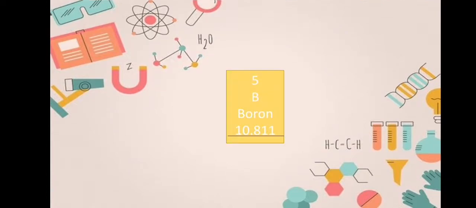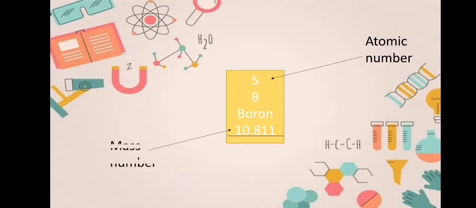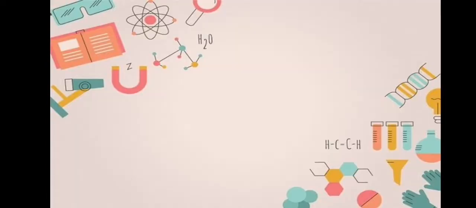The two numbers important for deducing protons, neutrons and electrons are the atomic number, which also tells us how many protons are in the nucleus, and the bottom number, the mass number, which shows the total number of protons and neutrons, its relative mass. So already we know that boron has 5 protons in the nucleus.